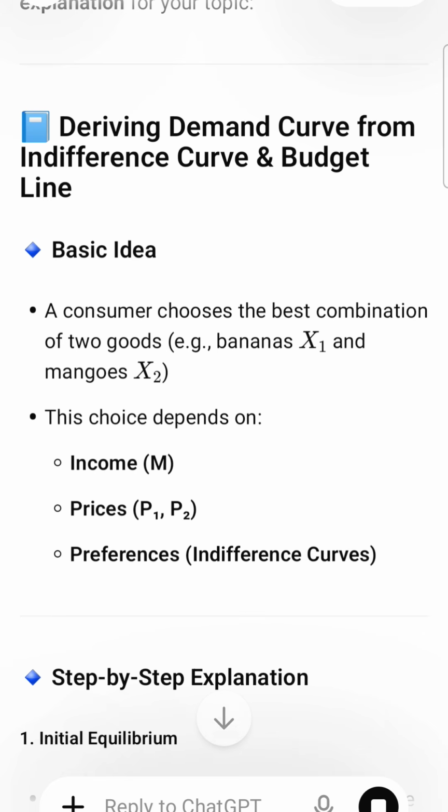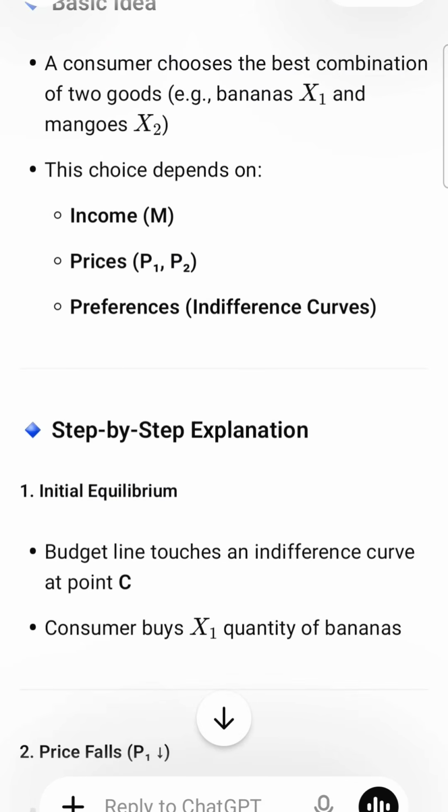So now we are going to study deriving the demand curve from indifference curve and budget line. So first thing that you have to understand is when there are more than one goods, the consumer or customer will always prefer the best combination only. So the best combination depends on the income of the consumer, price of the goods and the preference. Preference here means taste and preference.